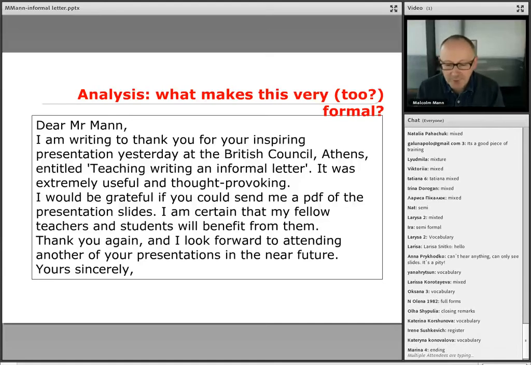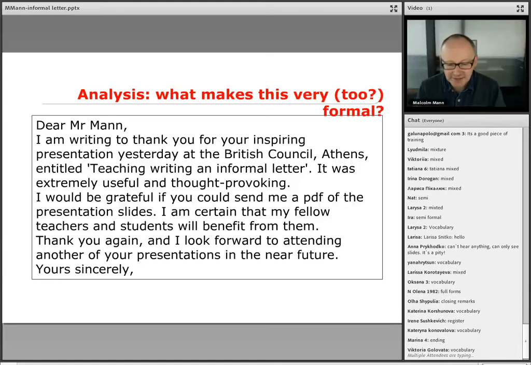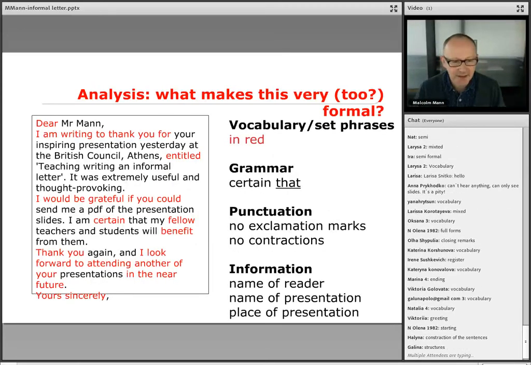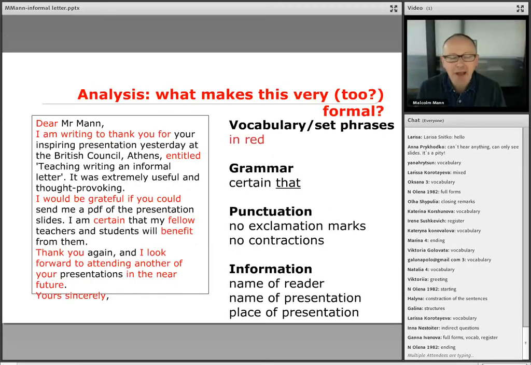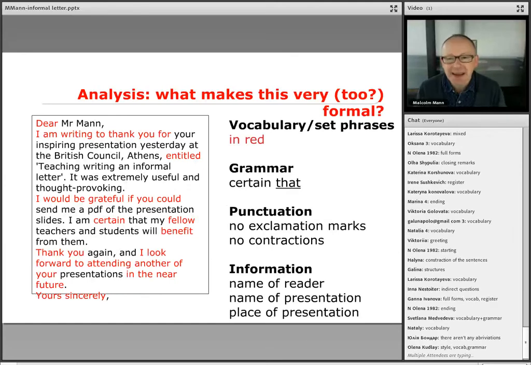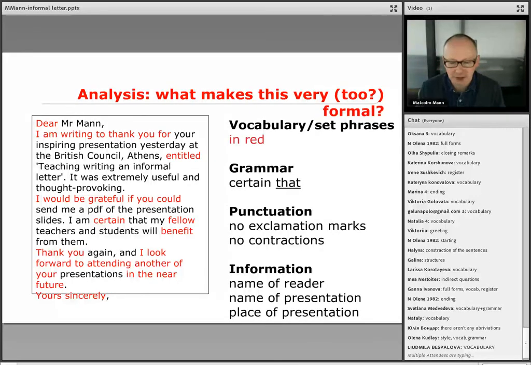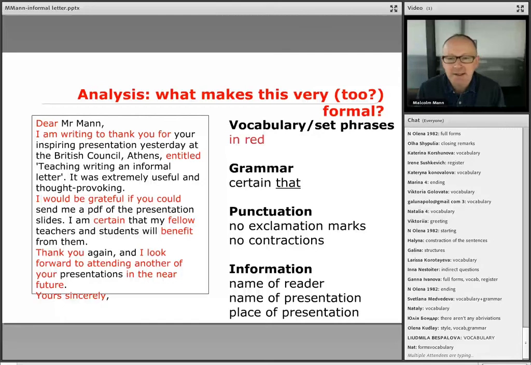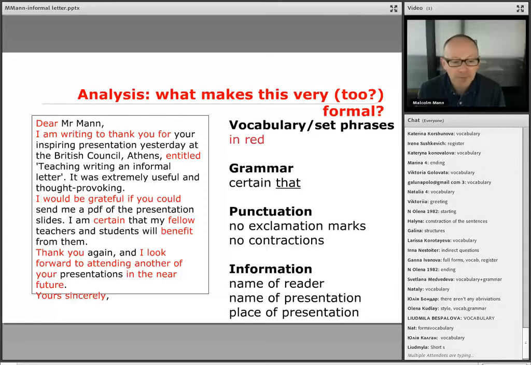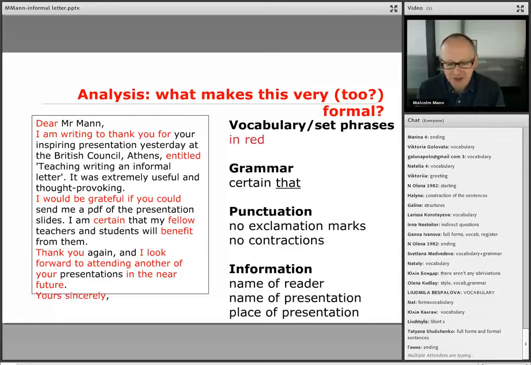So there's vocabulary, there's register, the ending, right, there's all sorts of things. I've listed them here. The vocabulary I've put in red. Using the word dear, I am writing to thank you for is a formal expression. The word entitled, the phrase, I would be grateful if you could. The word certain is more formal than the word sure. My fellow teachers, to use the word fellow is formal.